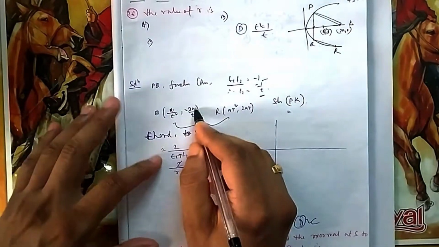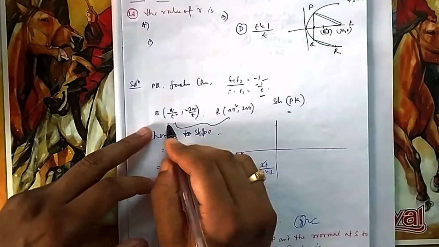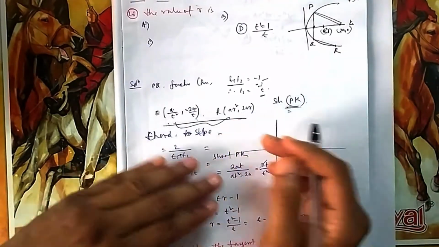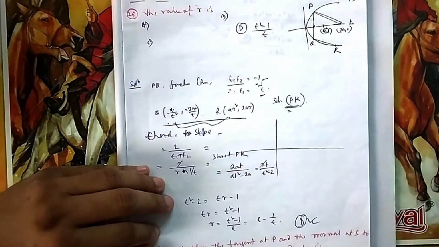It will be 1 by t square minus 2a by t. So what is the slope of this QR? That should be the slope of PQ. So you can write the slope of a chord. Again, the direct formula is written.